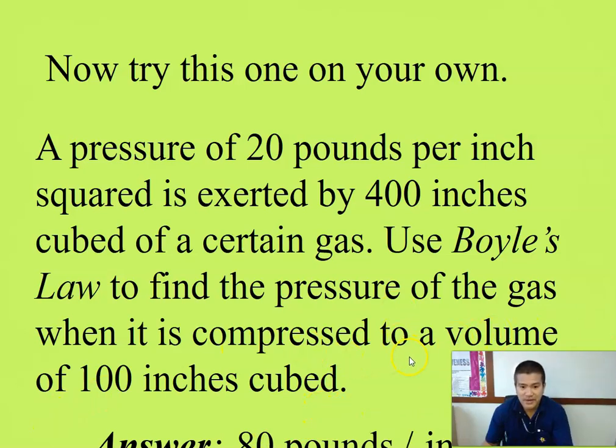How did you get, we have 80? So you have 200 times 400 divided by, we have 100, so that we will get 80 pounds.